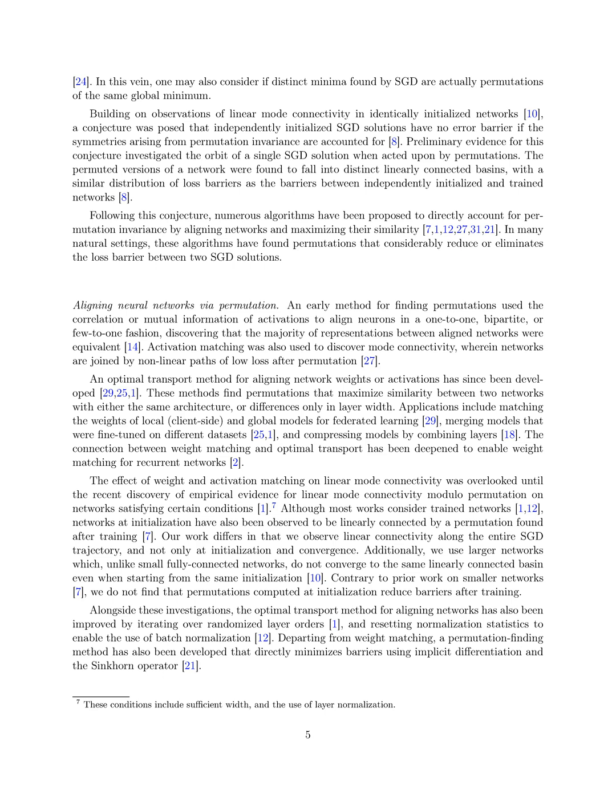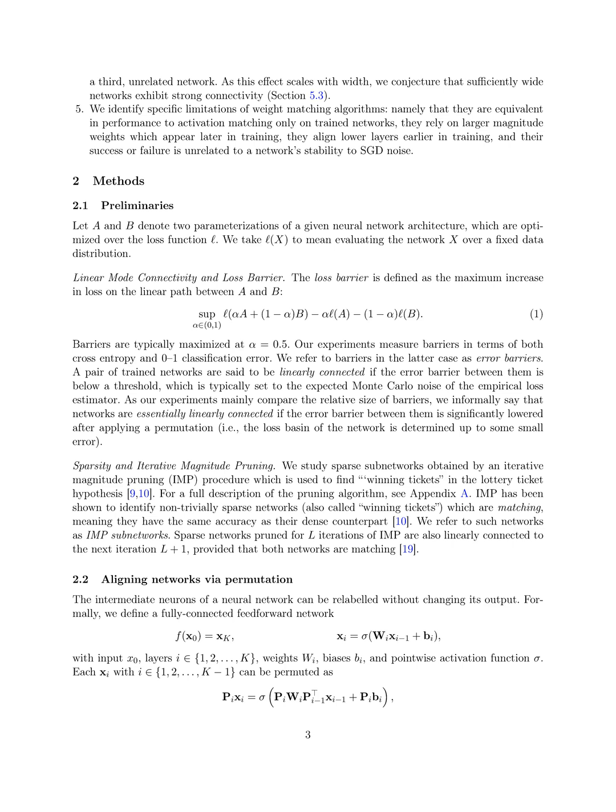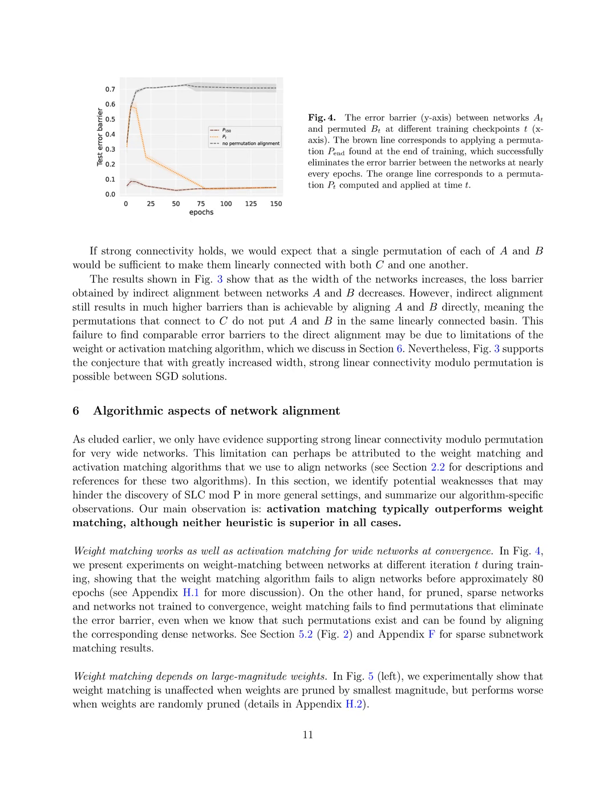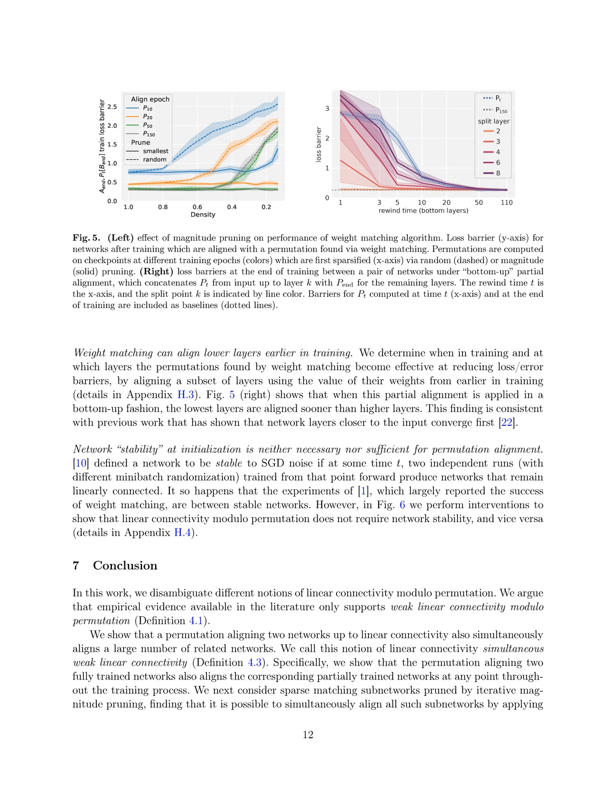Weight matching and activation matching algorithms are used in the paper for network alignment by finding permutations that align networks to reduce error barriers. Weight matching measures the L-squared distance between networks' weights to align them, while activation matching measures the L-squared distance between intermediate outputs on training data. The paper shows that weight matching works well for wide networks at convergence, but fails for sparse networks and networks not trained to convergence. Activation matching typically outperforms weight matching, but neither heuristic is superior in all cases. Weight matching depends on large magnitude weights and can align lower layers earlier in training.